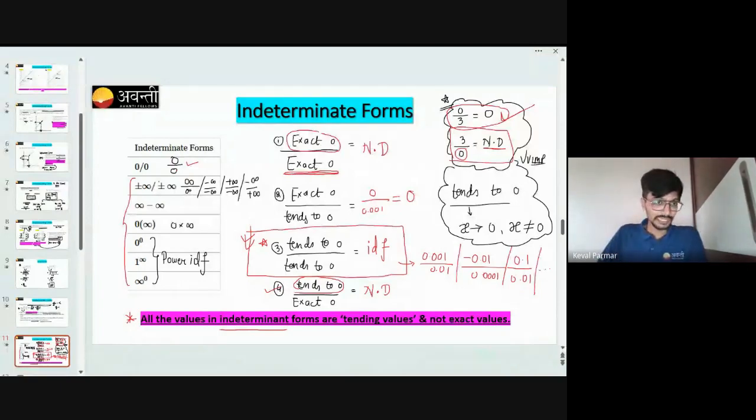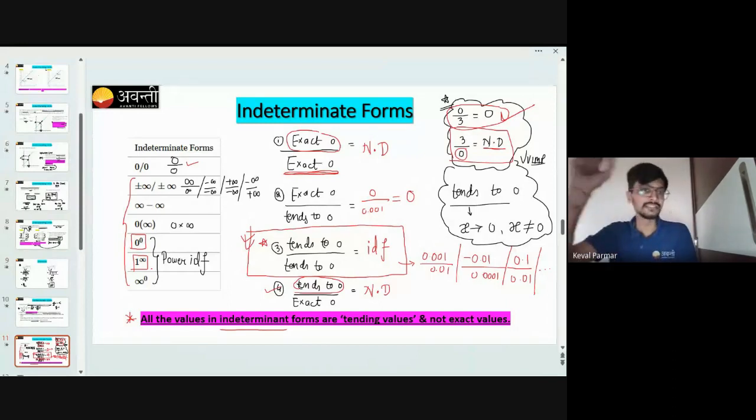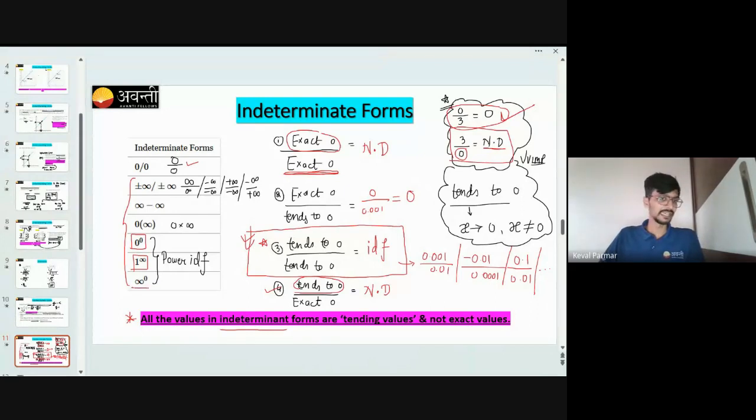So suppose I take this example. This is not 0 raised to 0. This is tends to 0 raised to tends to 0. Here, this is not 1 raised to infinity. Though we will read it as 1 raised to infinity, we know that it is tends to 1 raised to tends to infinity. And same is with this and all the other cases.